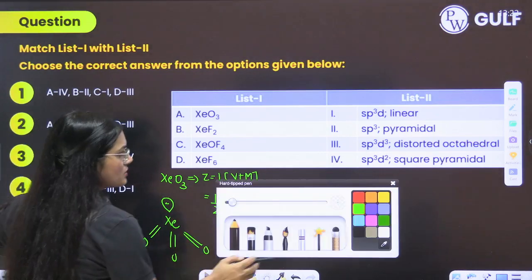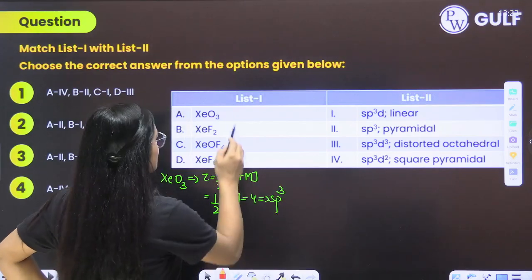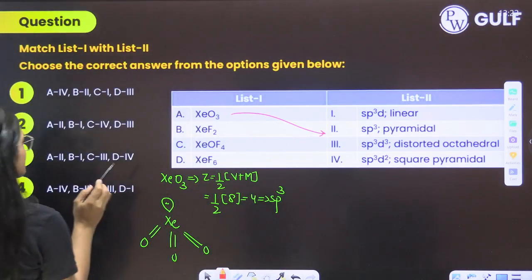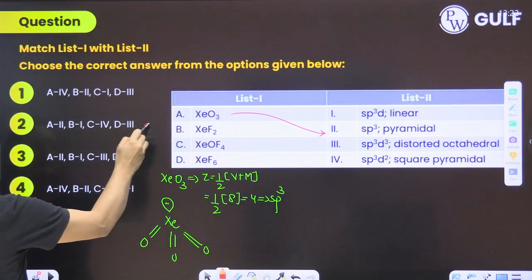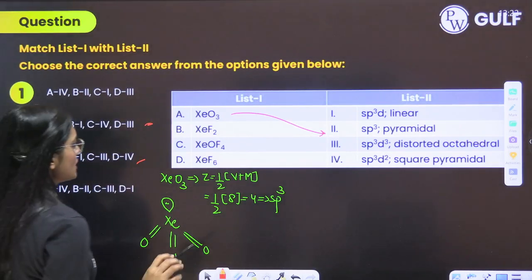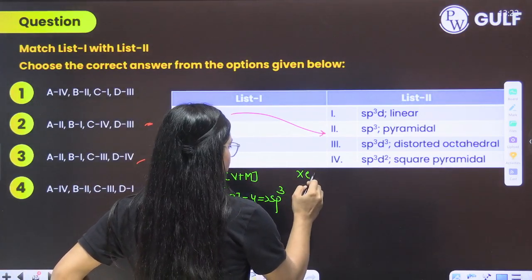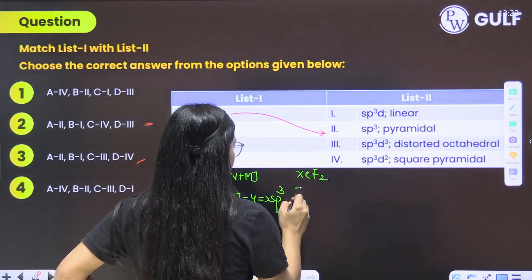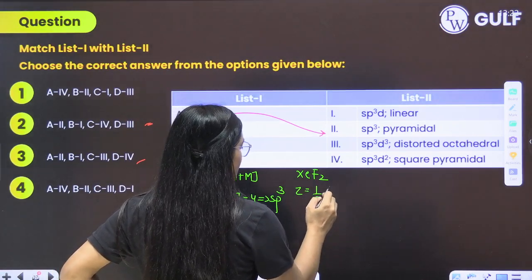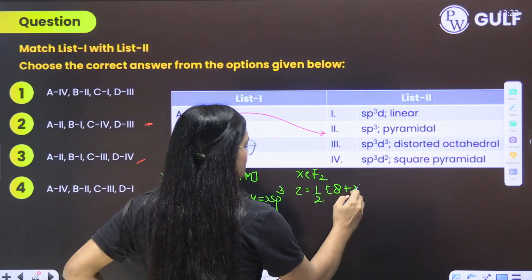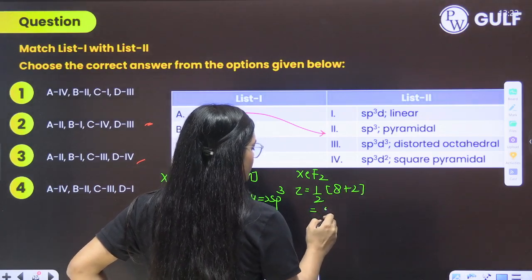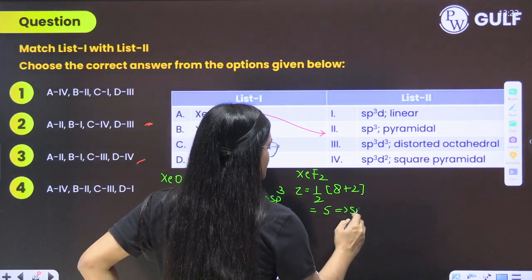So here option 1 is matching with second. Okay, so that means option second or third can be the answer. Next we have XeF2. In case of XeF2, guys, let's find out Z. Z is half, 8 plus 2, monoatomic atoms are 2. So it would be 5. So hybridization here will be sp3d2.